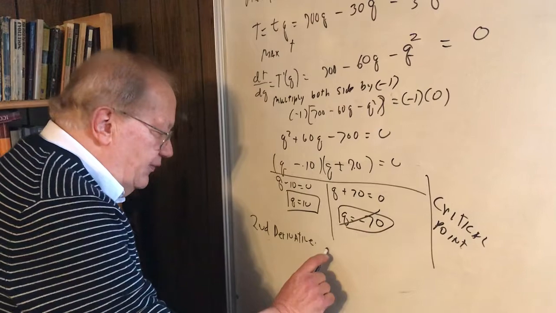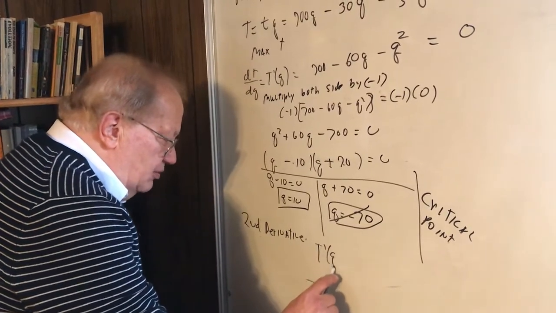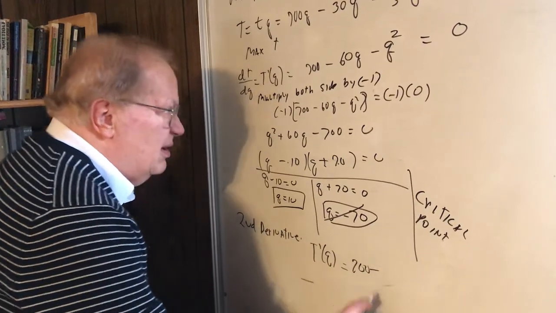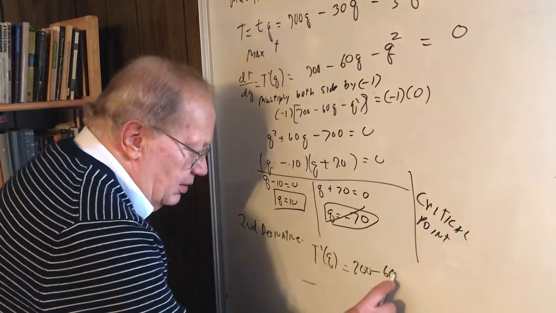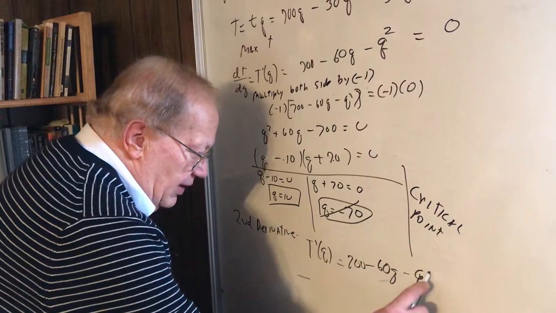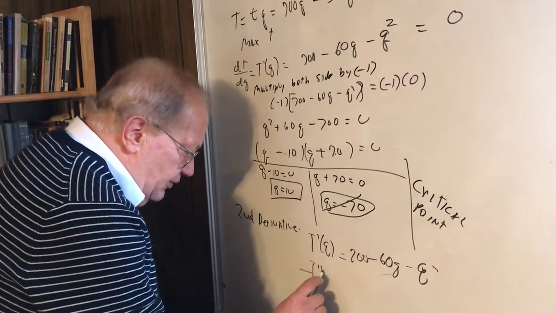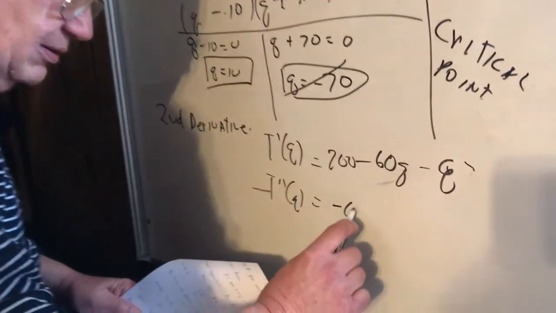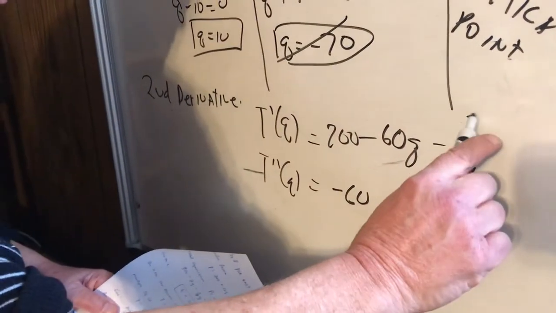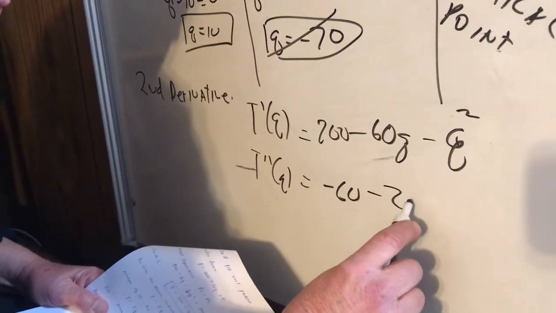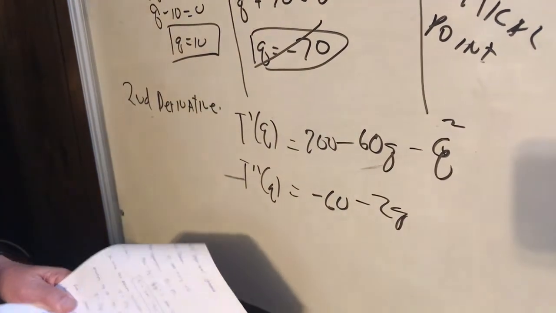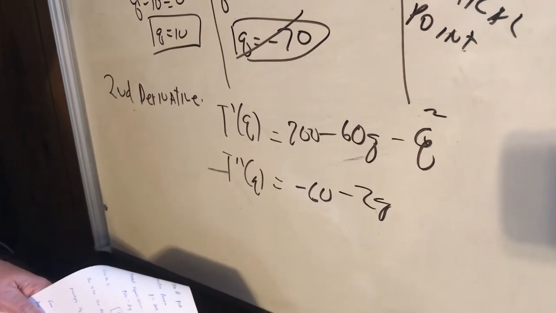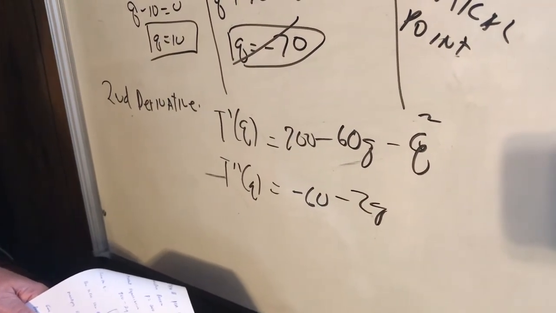So the first derivative, T prime of q, equals 700 minus 60q minus q squared. So the second derivative, using the power rule, is going to be minus 60, that's a square here, minus 2q. All right, now, how do I figure out whether... well, I just substitute what q is equal to.